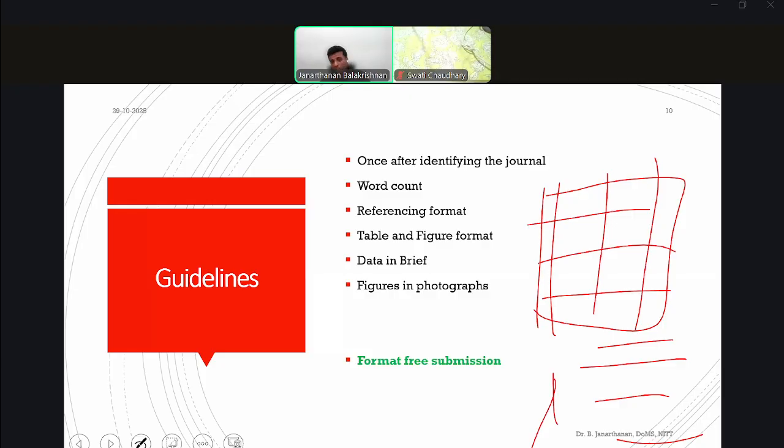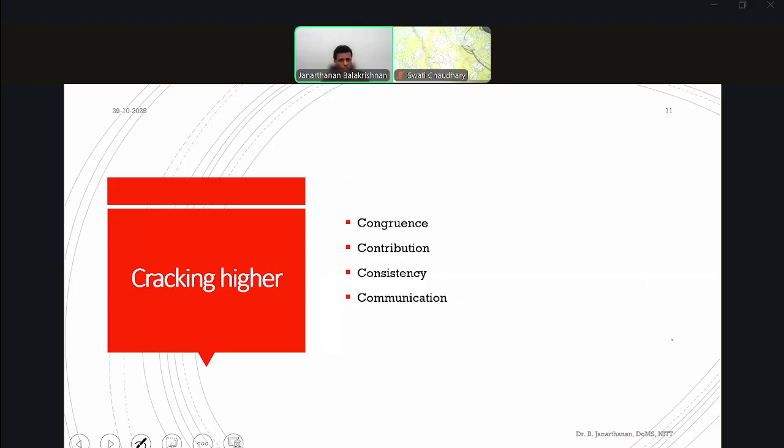Data and brief, whether you need data to submit, whether photographs or figures or textual figures, that has to be very clear. Or any format-free submission. Some journals accept format-free submission. Whatever you upload, they will accept it. So that is also possible.